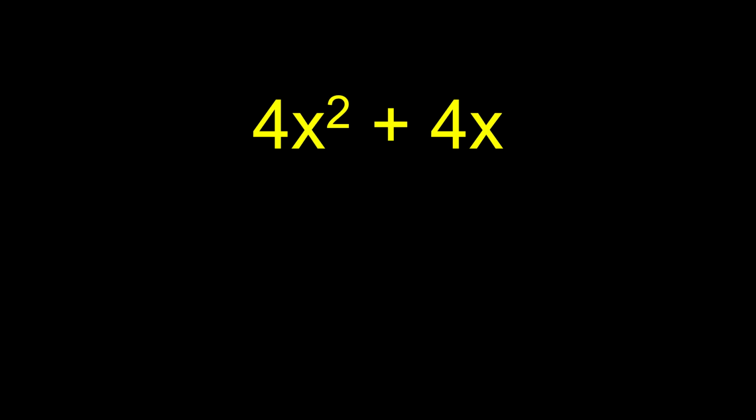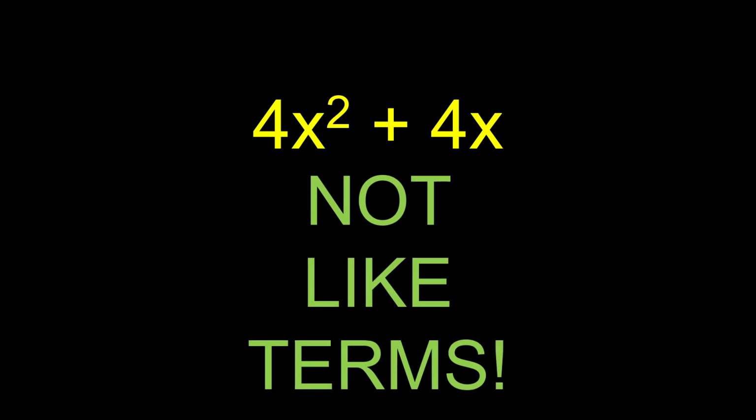Here I have 4x squared plus 4x. Now, kind of like the last two that we just saw, we see that we have x again. However, the one on the left side has x squared, unlike the right one that just has x. Since they are the same variable but have different exponents, they're actually not going to be like terms. So this is as simple as we can make this expression because there's no combining to be done.